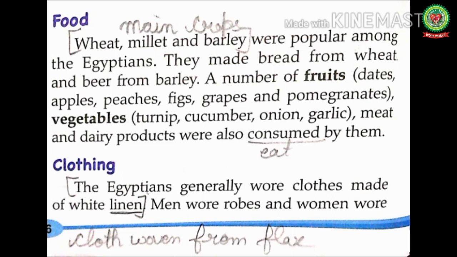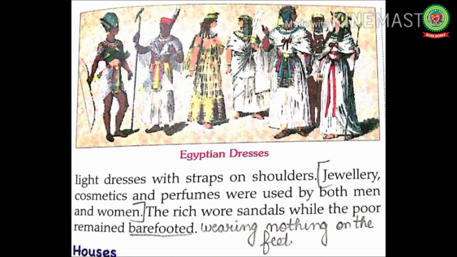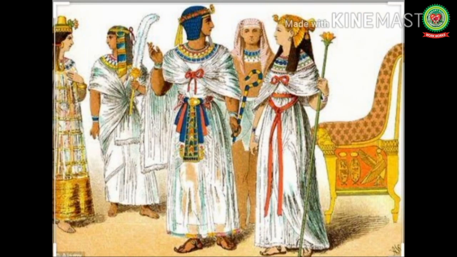Here the question arises: which fabric did the ancient Egyptians use for their clothing? Next, men wore robes and women wore light dresses with straps on the shoulders. Jewelry, cosmetics and perfumes were used by both men and women. The rich wore sandals while the poor remained barefooted. Here barefooted means wearing nothing on the feet. Students, this is the picture of Egyptian dresses of both men and women.